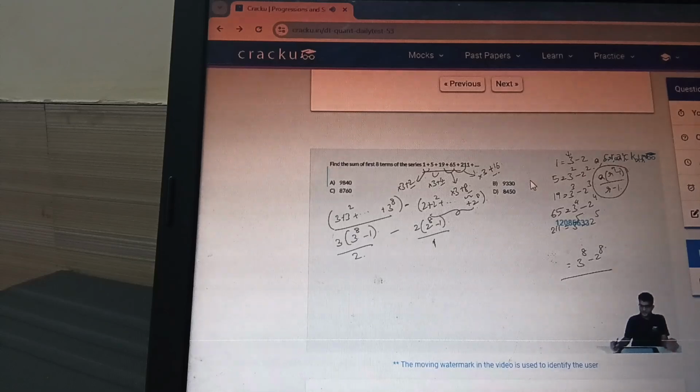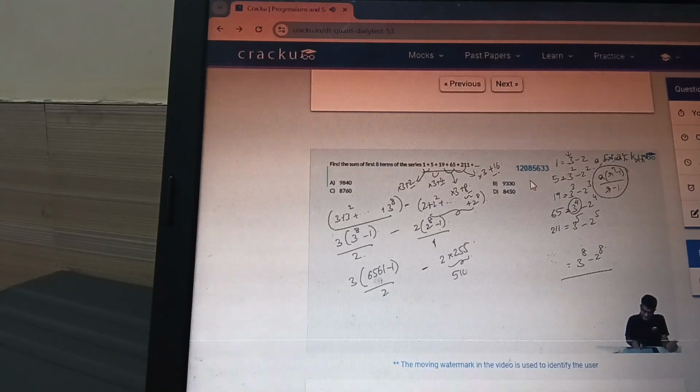What is 3 to the power 8? We know that 3 to the power 4 is 81. So 3 to the power 8 will be equal to 81 into 81, which is 6561. So this is equal to 3 into 6561 minus 1 divided by 2, minus, what is 2 to the power 8? 2 to the power 8 is 256, minus 1 is 255. So this is 2 into 255. This is equal to 510.